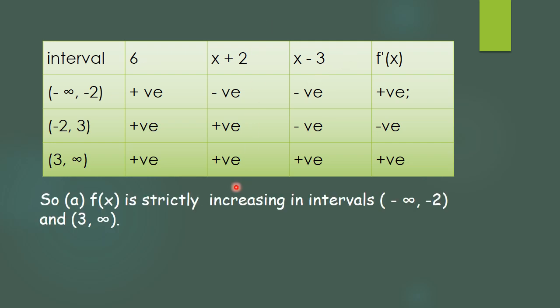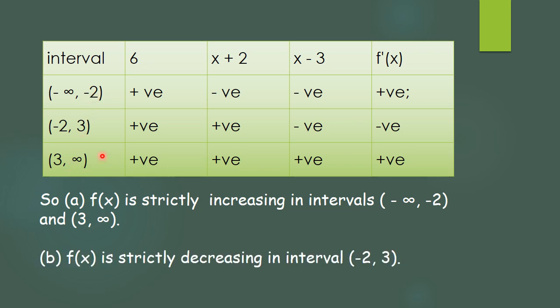So the first part they have asked is strictly increasing in the interval. It increases in the intervals −∞ to −2 and 3 to ∞, and decreases in the interval −2 to 3. So here we have calculated the intervals in which the function becomes strictly increasing and strictly decreasing. Overall, over the whole real line, the function is neither increasing nor decreasing.